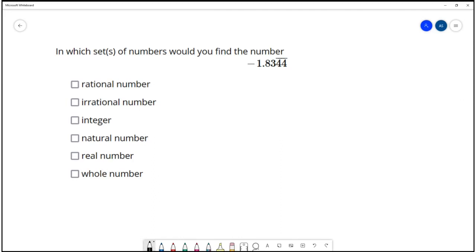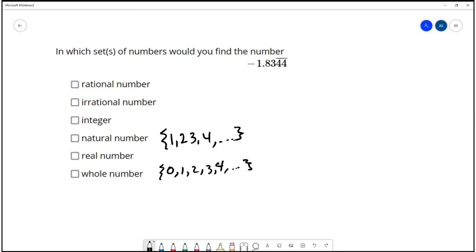I'm going to start with the smallest set of these numbers, smallest in the sense that it has the fewest type of numbers. The natural numbers are going to be our counting numbers, 1, 2, 3, 4, 5, and so on. The next one, the whole numbers, takes those counting numbers and throws a 0 in there: 0, 1, 2, 3, and so on.